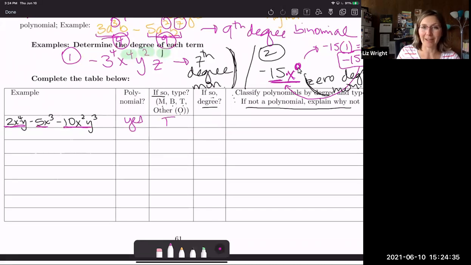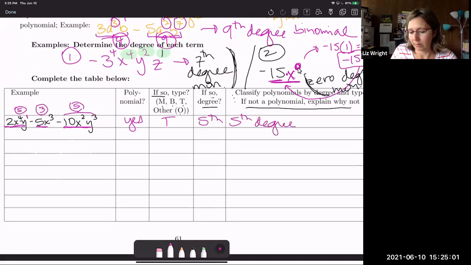Okay, what's the degree of the polynomial? What's the degree of this first term? We've got 4 and 1, so this is a 5th degree term. What's the degree of the next one? It's a 3rd degree term. And the degree of my last term is another 5th degree term. Which one is the highest? It's 5, right? It's a 5th degree. So here we go. We're going to classify it. We're going to say it's a 5th degree. What type? Trinomial.